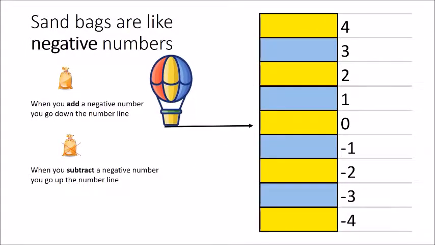So sandbags are like negative numbers. When you add a negative number, you go down the number line, and when you subtract a negative number, you go up the number line.